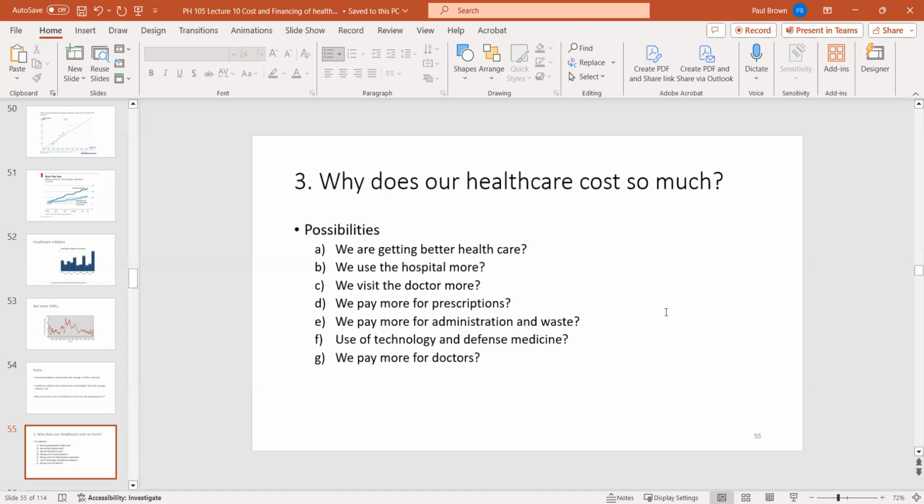So maybe we're sicker and we use the hospital more, or we see the doctors more, or we pay more for medications, for prescriptions, or we pay more for waste, or we use more technology, or we pay more for our doctors. So we'll go through them quickly.